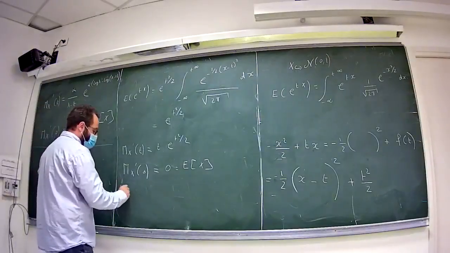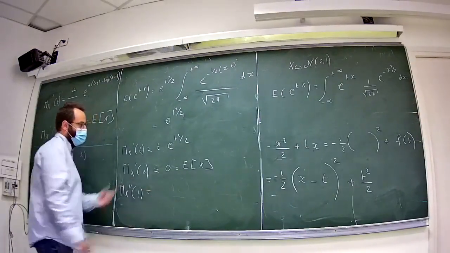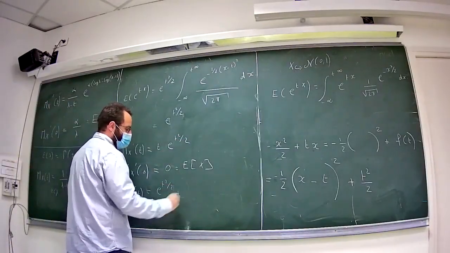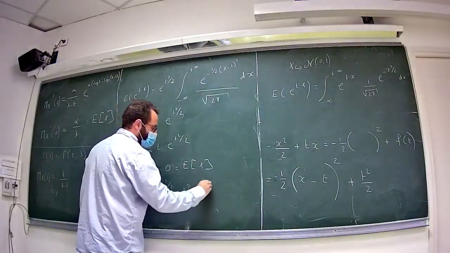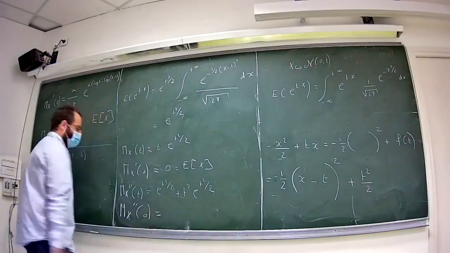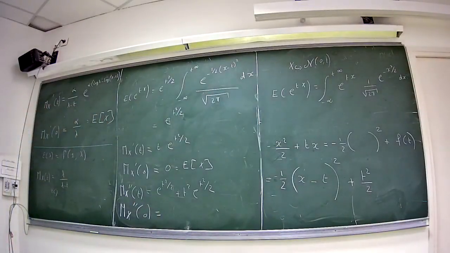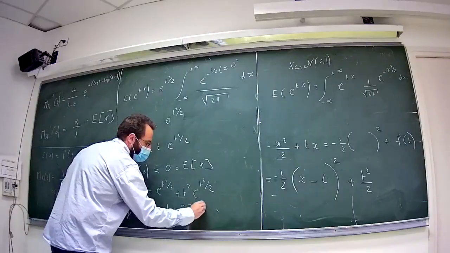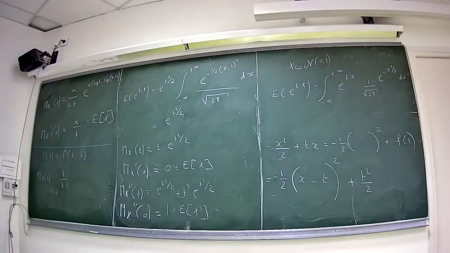If I compute the second derivative, I have a product here, u prime v plus u v prime. And if I compute the second derivative at 0, I obtain what? One. That is the expectation of the square of my N(0,1), because in this case the expectation of the square, when I have an expectation equal to 0, is just the variance.